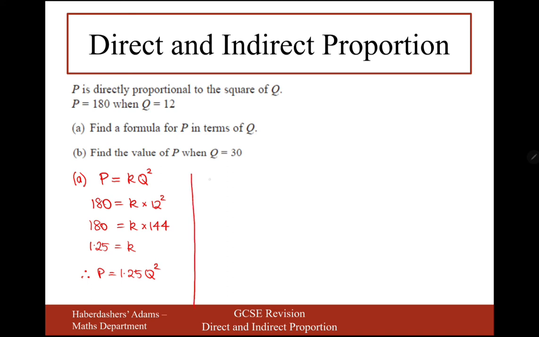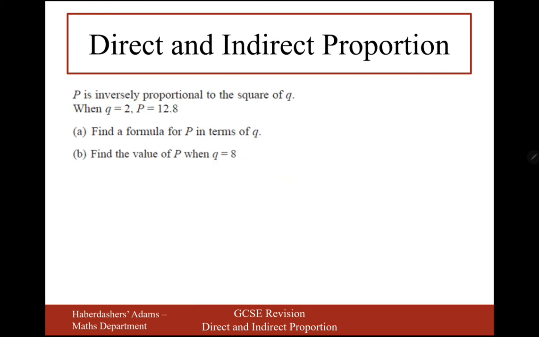And moving on to the next part, find P when Q is 30. So 1.25 times 30 squared. So let's work that out on the calculator, times 30 squared. And that gives us 1125. And there we are, that's the answer to that question there. Let's now move on to the next one, pause the video and give this one a go.